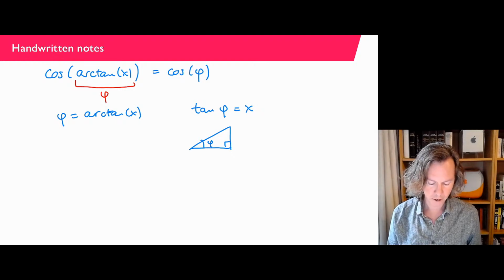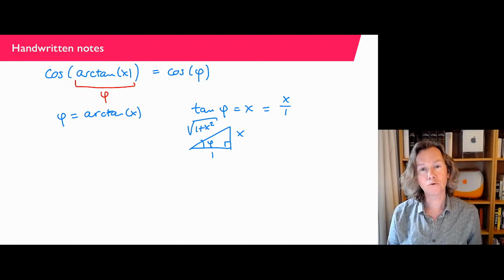So if I rewrite this as x divided by 1, then I could call the length of the opposite side x, and the length of the adjacent side 1. And then we use Pythagoras. And Pythagoras tells us that the long side has length the square root of 1 plus x squared.